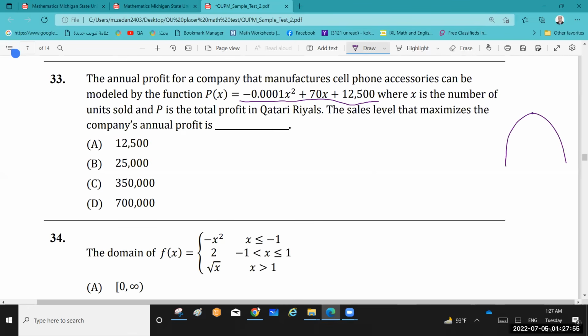It means you have a maximum value here that represents the vertex, which is negative B over 2A, times the value of F at this point. F of negative B over 2A. So the A, as you see, is negative 0.0001, and the B is 70, and the value of C is 12,500. So just calculate F of negative B over 2A.